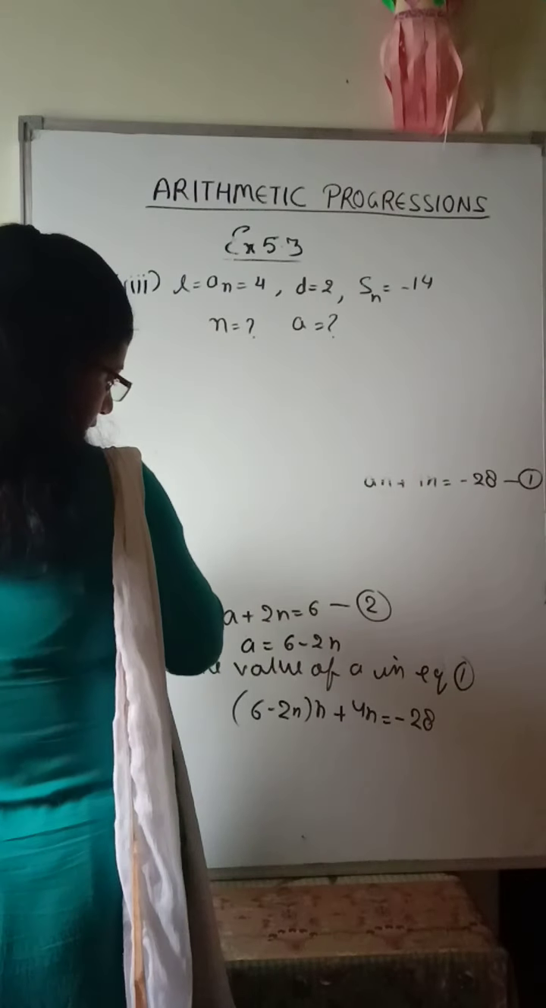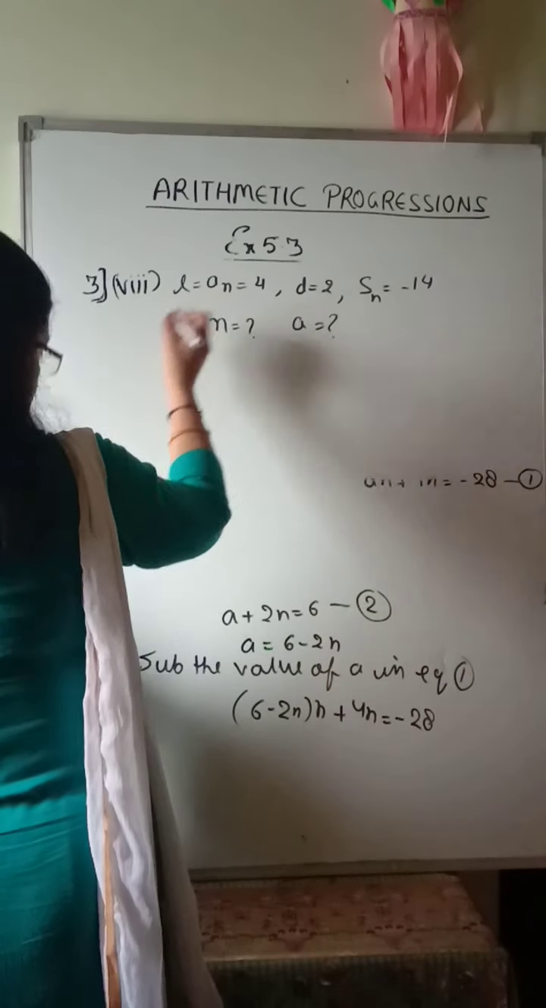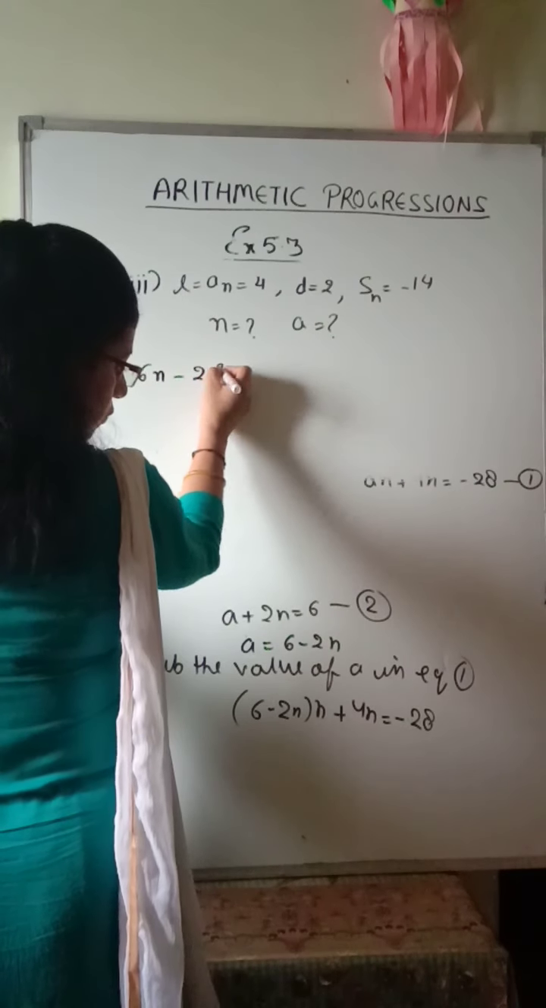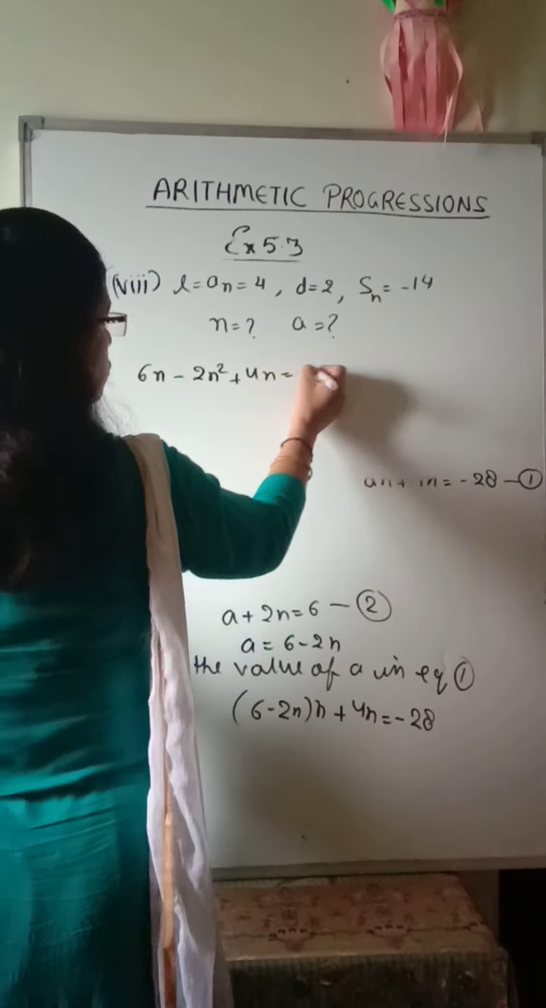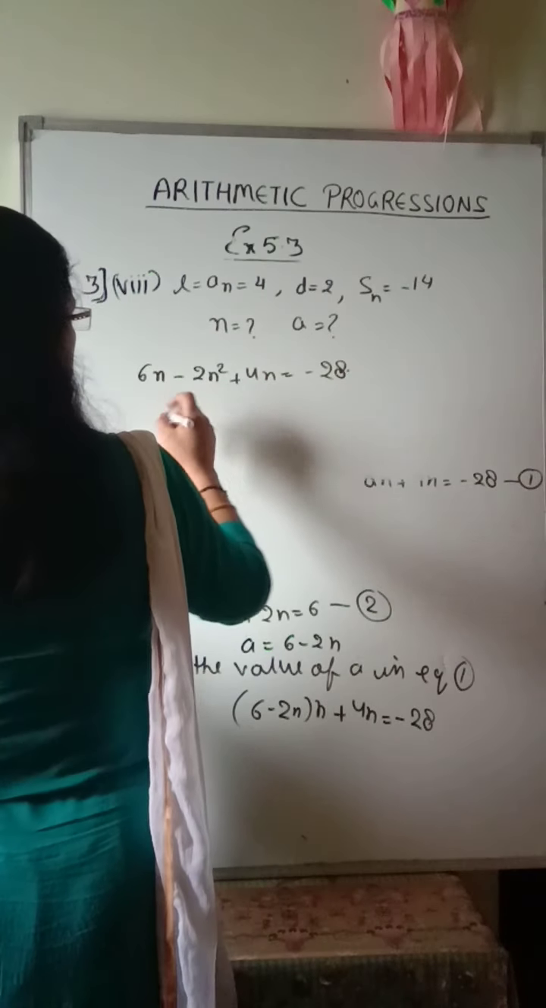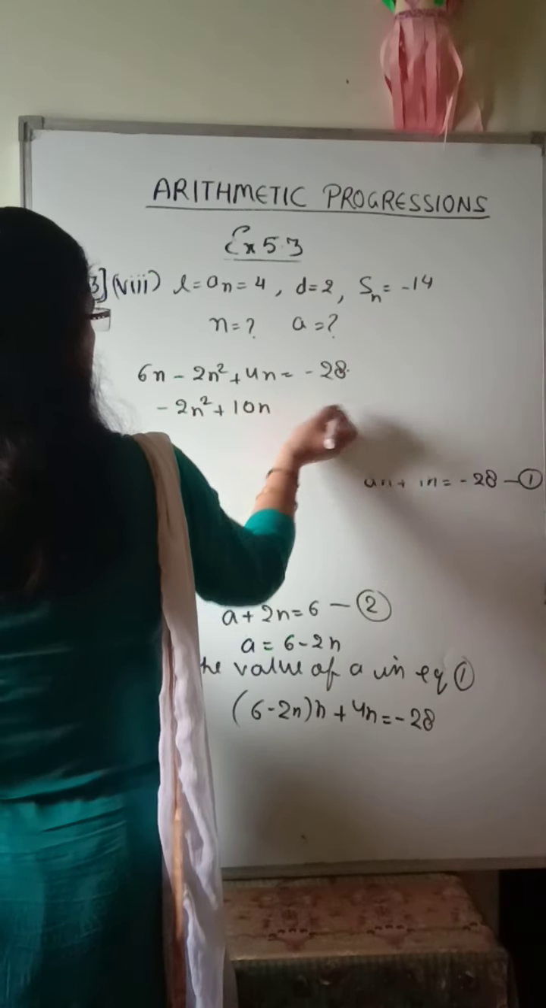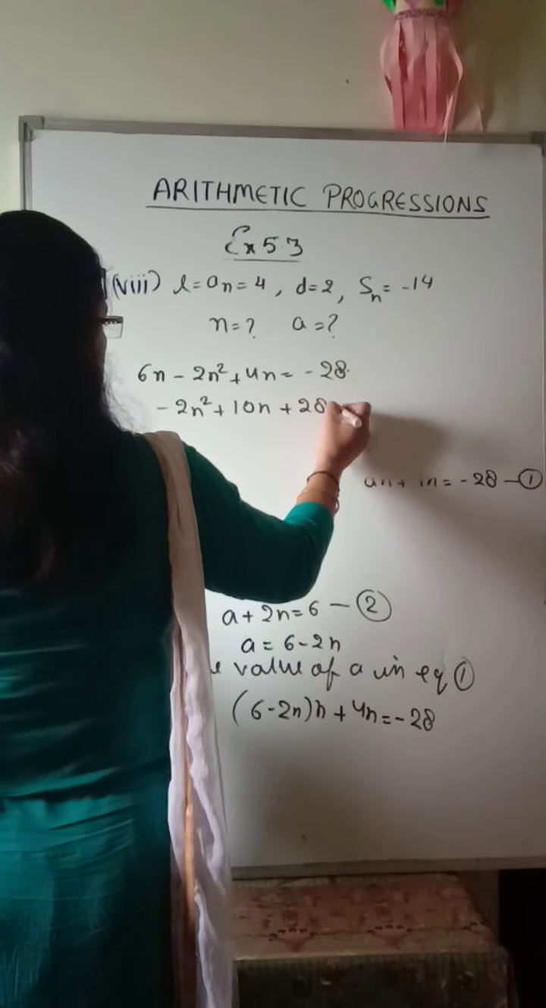So we have 6n minus 2n square plus 4n equals to minus 28. So minus 2n square plus 10n plus 28 equals to 0.